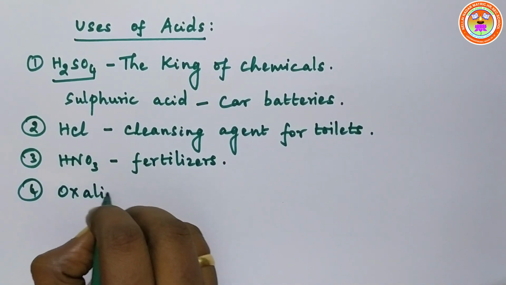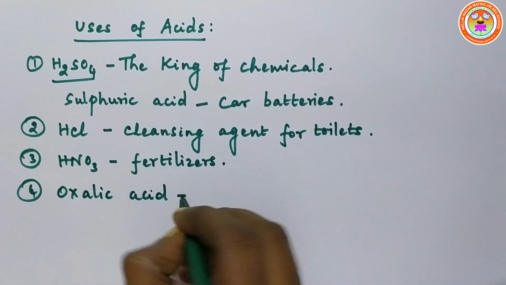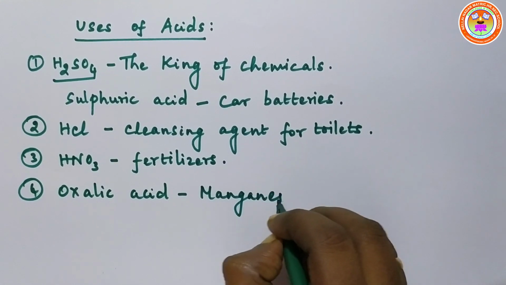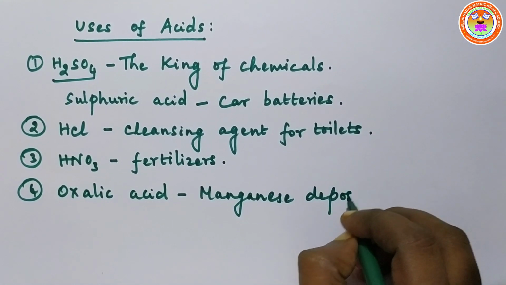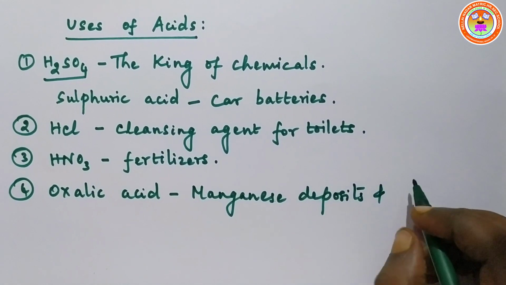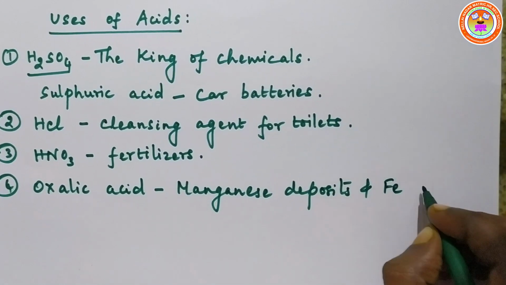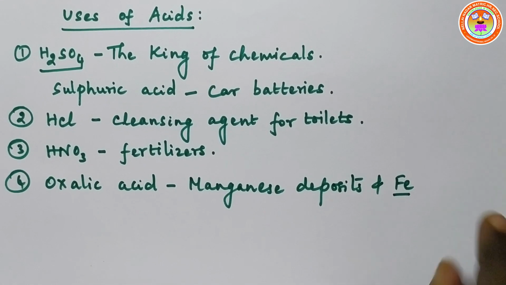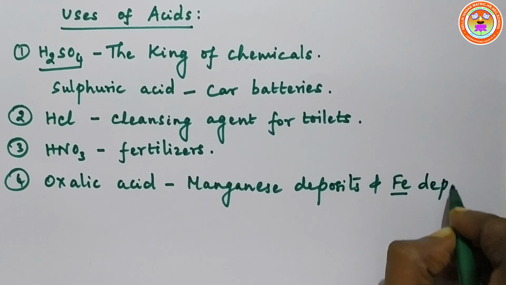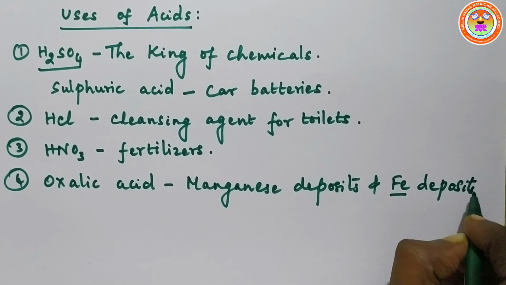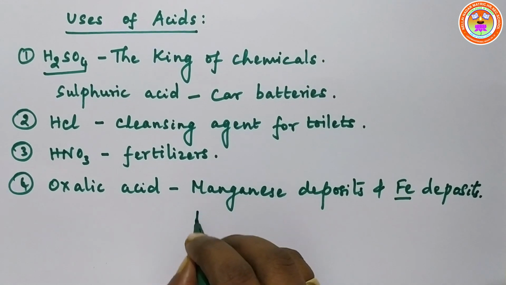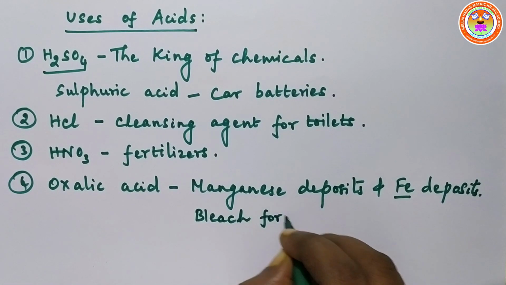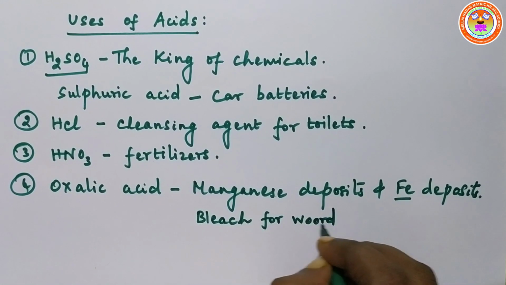Then, oxalic acid. It is used in removing manganese deposits and also iron deposits. Okay children, what is the symbol for iron? So I am writing Fe, iron deposits. And also it is used as a bleach for wood. Oxalic acid is used as a bleach for wood.